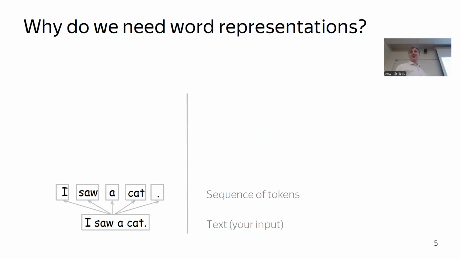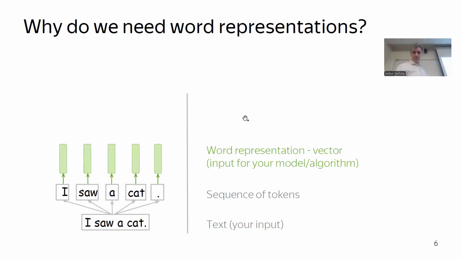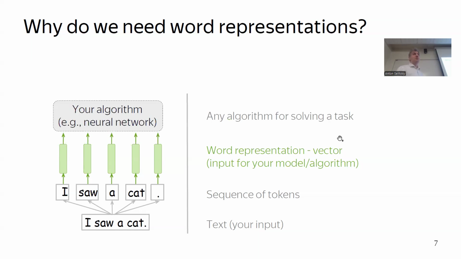Yeah, because computers don't understand sentences like "I saw cat." We should represent every token with a vector. And then we can use these vectors as input to our algorithms.